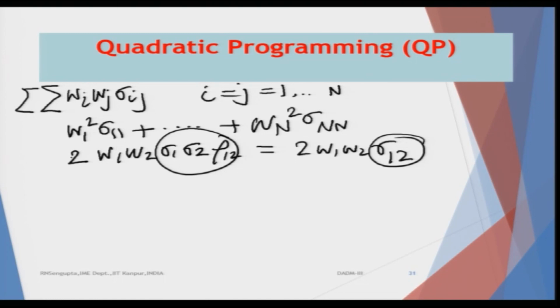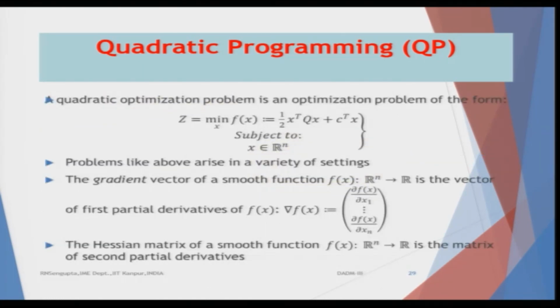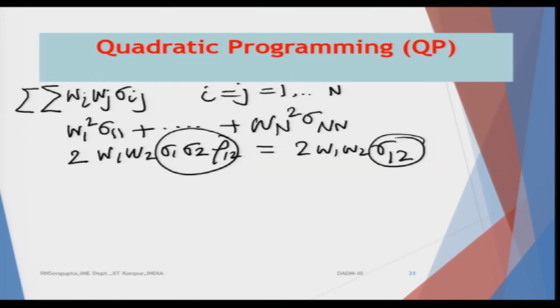So, if you remember, this value of 2 you have seen was here. So, it is divided by half in order to eliminate that. You will utilize this in a sense that you will minimize this whole thing. So, half of the summation of W_i W_j sigma ij.